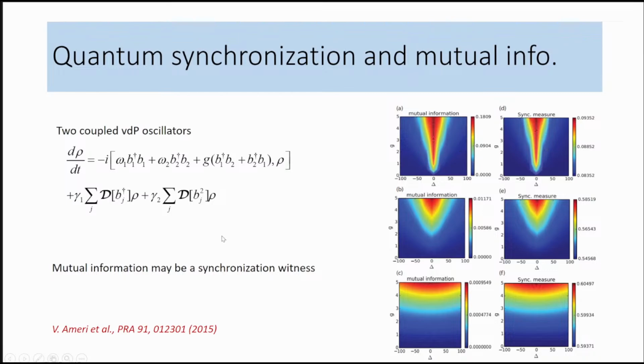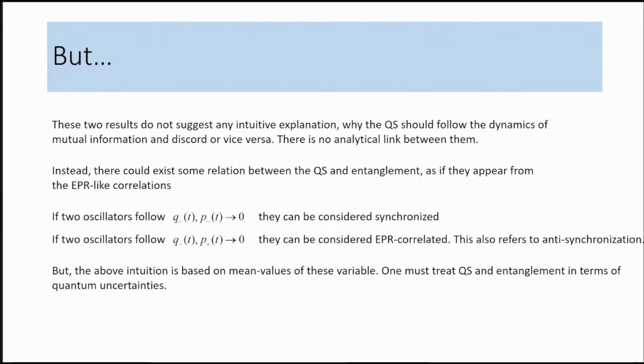So they said that mutual information can be a nice synchronization measure. However, there is a problem. In the previous work, I told you that discord can be a marker for synchronization. Mutual information can also be a marker for synchronization here, according to these people. The main problem here is why they should do so.